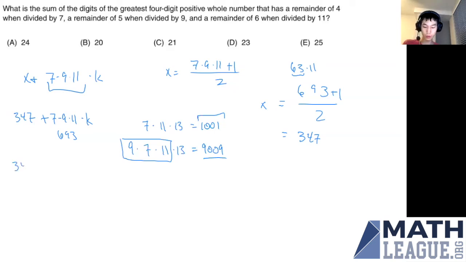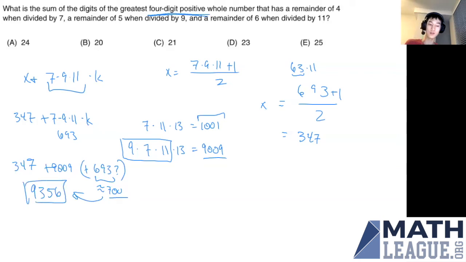So we can do 347 plus 9009. And then maybe we'll add another 693 if we need to, but we'll just leave that for now, right? So 9009 plus 347 is just some simple math. That's 9356. And notice that 693 is approximately 700. So if we add another 700 to this, it'll go over 10,000, which we don't want, right? We want our greatest 4-digit positive whole number. So this then is going to be the greatest 4-digit positive whole number that has these remainders. So then this is going to be our answer.